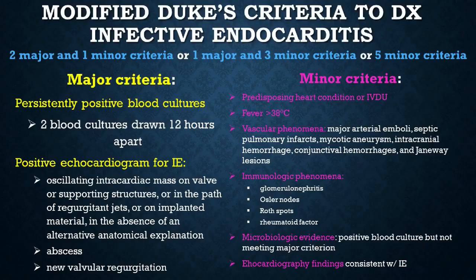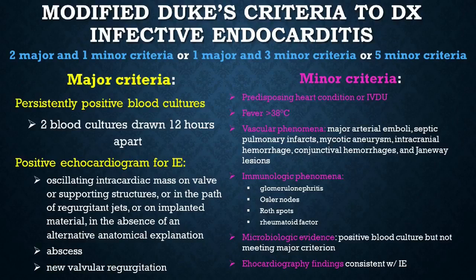Luckily, here we have a specific criteria called the modified Duke's criteria to diagnose infective endocarditis, so there is no confusion about it. And you're seeing it right here. For a definitive diagnosis, we require 2 major and 1 minor criteria, or 1 major and 3 minor criteria, or 5 minor criteria.